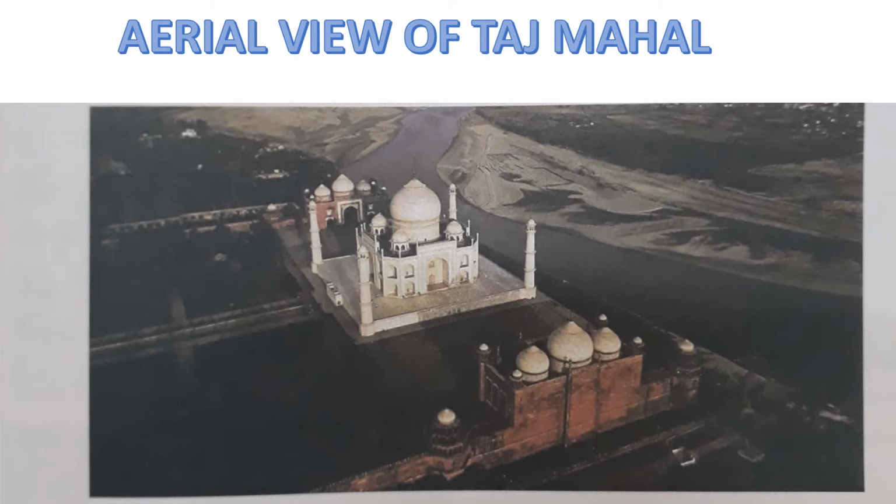Children, this is an aerial view of the Taj Mahal. I think many of the children must have seen the Taj Mahal. It is made of white marble and it reflects according to the intensity of sunlight or moonlight. The interior has an octagonal marble chamber ornamented with low relief carvings and semi-precious stones.